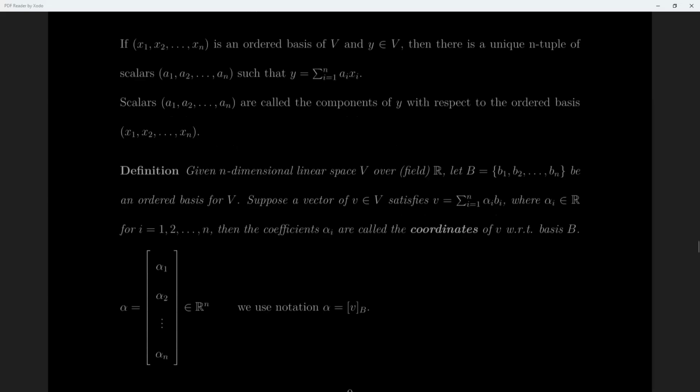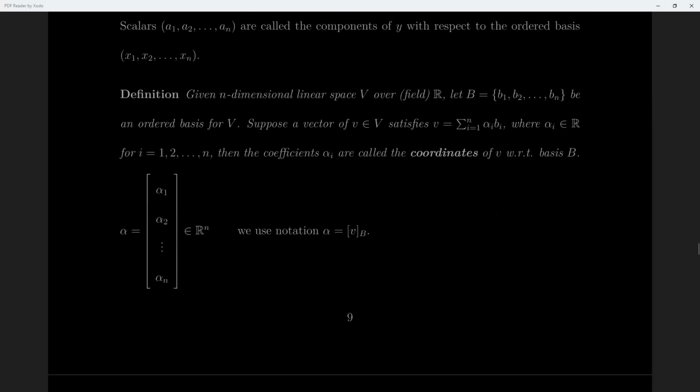If a vector in our vector space can be expressed as a linear combination of these basis vectors, where all of these coefficients are real numbers, then these coefficients alpha i's are called the coordinates of the vector v with respect to basis B. Okay, and we use this definition.